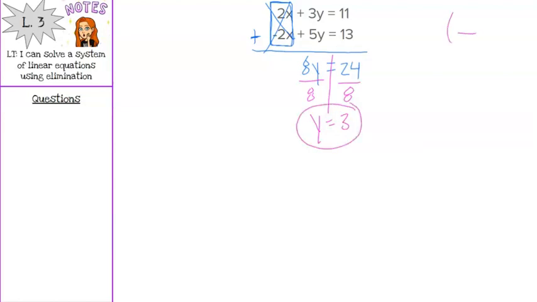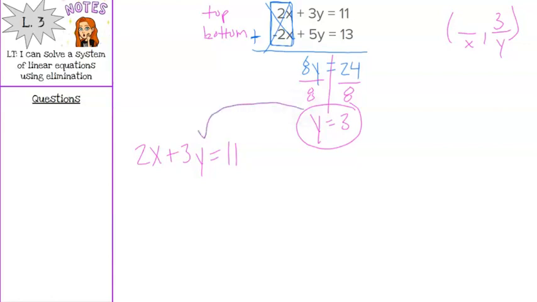So now we know our y coordinate in our solution, but we still need to solve for our x coordinate. To do that, we're going to pick an equation from our original set. We can choose the top equation or we can choose the bottom equation. It does not matter which one you choose. I'm going to choose the top one. So we're going to use 2x plus 3y equals 11. Now we're going to go back to that substitution method that we talked about last topic. So we know that y is equal to 3, which means I can replace my y value with 3. So I can change this y into 3.